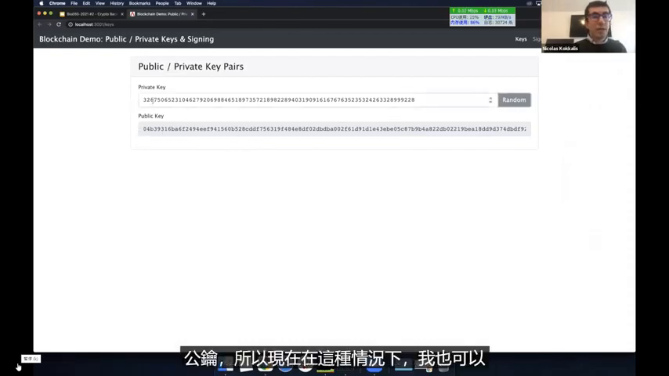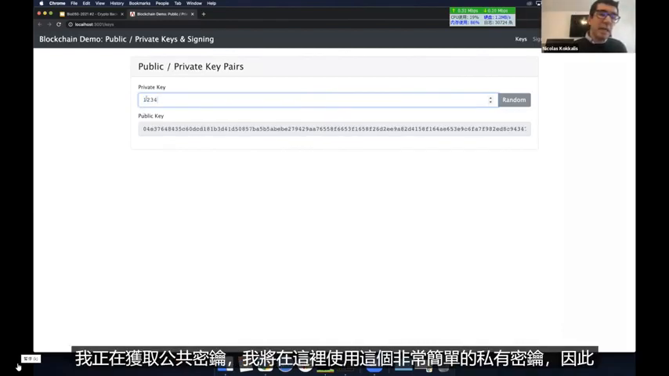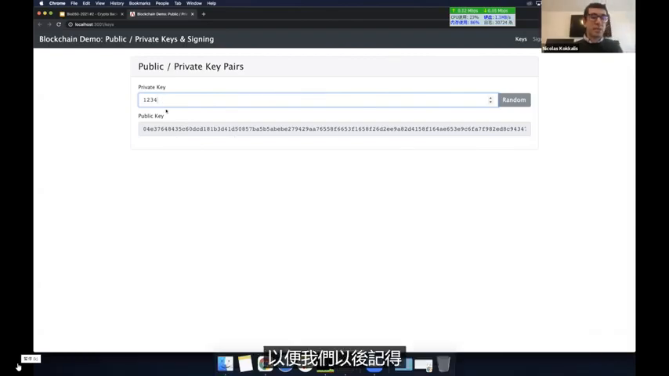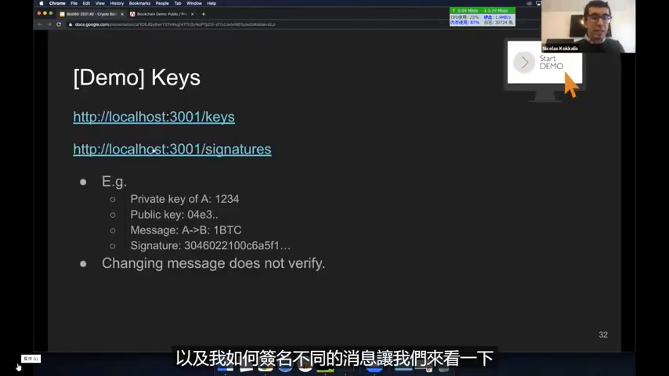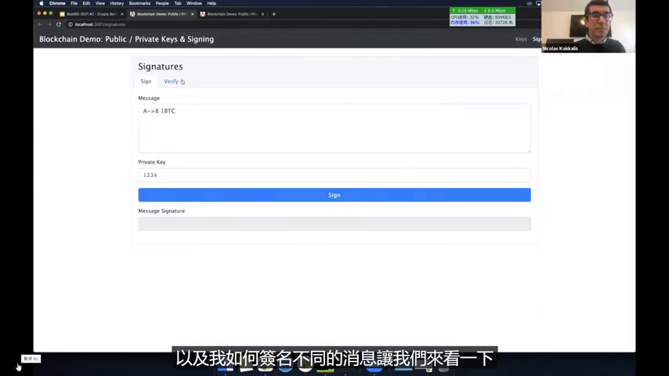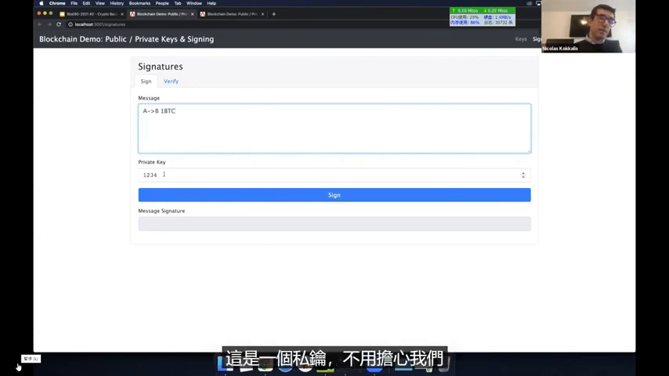I can click create different ones, and these are the corresponding public keys. So now I could also, in this case, as a seed, use a number I want, and I'm getting a public key. I'll just use a very simple private key here so that we can remember it later. And how do I sign different messages? Let's say I have a message, A sends to B, 1 Bitcoin. Here's a private key.